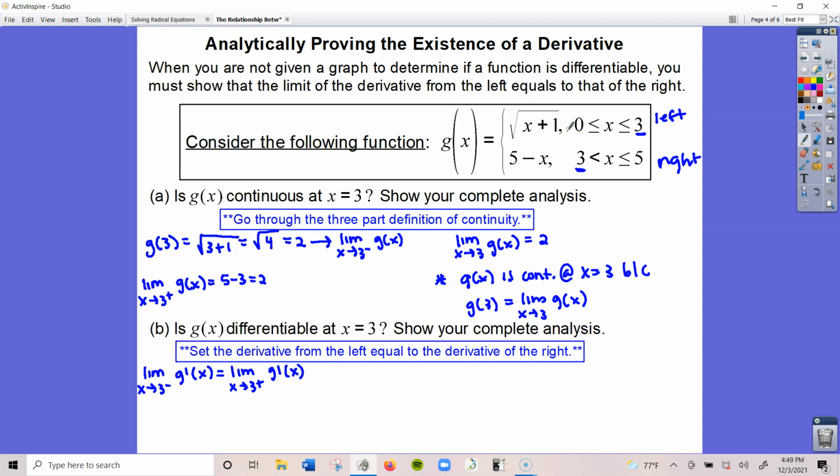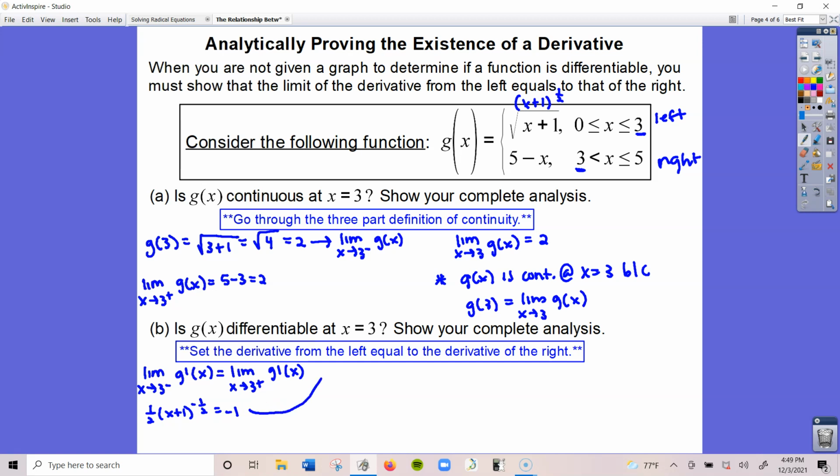So for the left side, we need to find the derivative of the square root of x plus 1, which is x plus 1 raised to the 1/2. The derivative of that would be the chain rule, so 1/2 times x plus 1 raised to the negative 1/2, times the derivative of the inside, which is just 1. And we make that equal to the derivative of the right. The derivative of 5 minus x is negative 1.